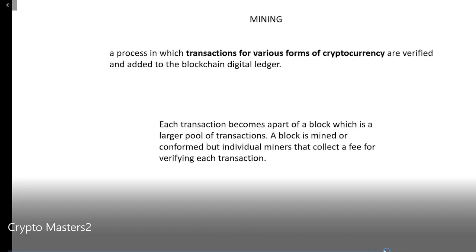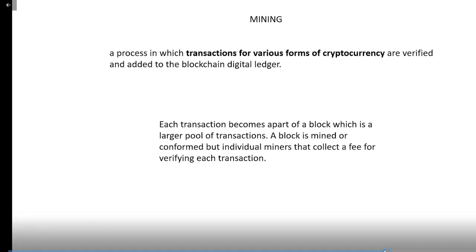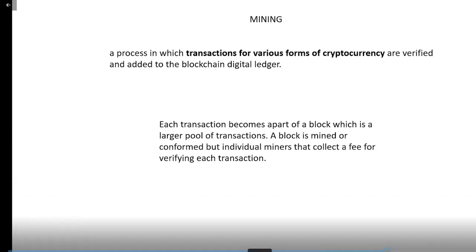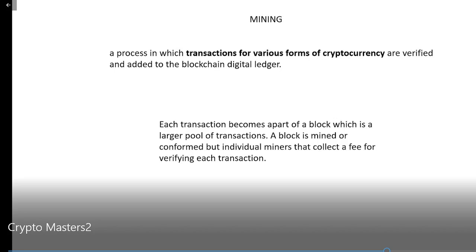All right. So mining. So mining is the process in which transactions for various forms of cryptocurrency are verified and added to the blockchain digital ledger. So each transaction becomes a part of a block, like what I showed you on the VChain Explorer, okay, which is a larger pool of transactions. A block is mined or confirmed by individual miners that collect a fee for verifying each transaction, okay? So you get paid fees for verifying each transaction, meaning every time somebody buys or sells Bitcoin or moves Bitcoin from wallet to wallet or any other cryptocurrency that you're particularly mining in. So mining, and that's how you earn passive income.